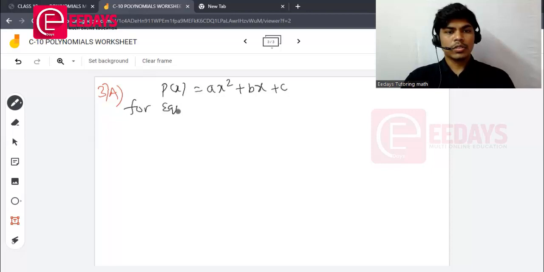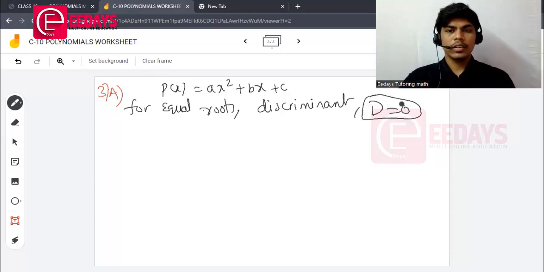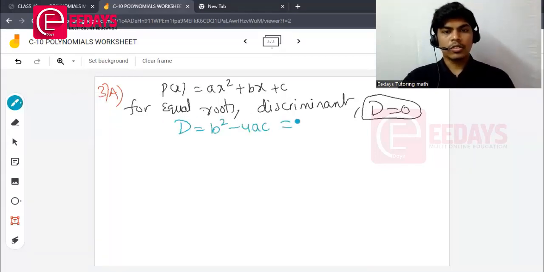For equal roots, the discriminant D is equal to 0, as we know. So what is the discriminant formula? D is equal to b square minus 4ac, which is equal to 0.